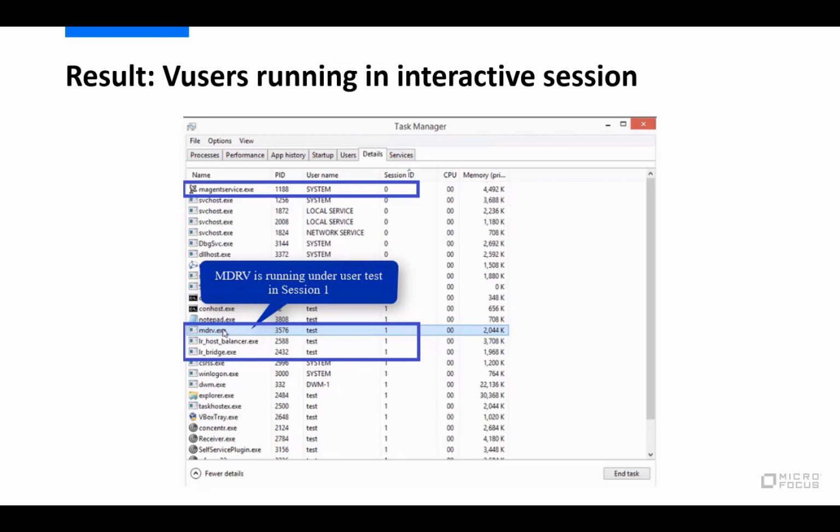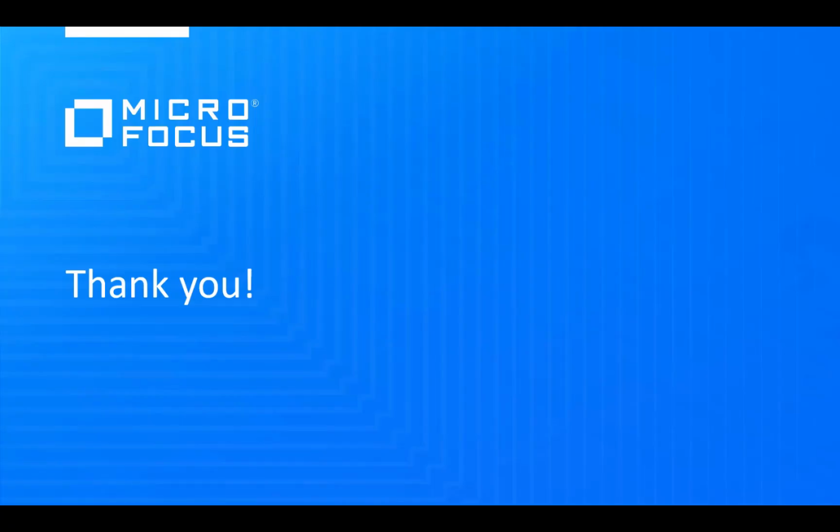As a result, during the running of the test, we can see now that the mdrv.exe, the process which runs the V-users, is running this time in an interactive session, session 1. I hope that this feature will help you to configure and run faster large graphical user interface vusers tests in Performance Center.